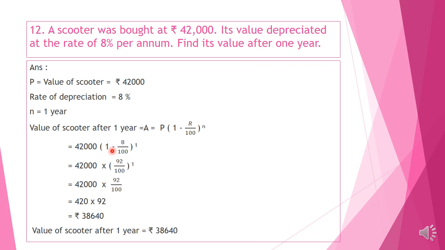So 100 by 100 we get here. So 100 minus 8 is 92. 92 by 100 raised to 1. 42,000 into 92 by 100 raised to 1 is 92 by 100. And here 2 zeros and 42,000's 2 zeros we cut. Now we have 420 here and 92. When you multiply 420 into 92, we get 38,640. So value of scooter after 1 year is rupees 38,640. Okay children, so by this question we completed this exercise.